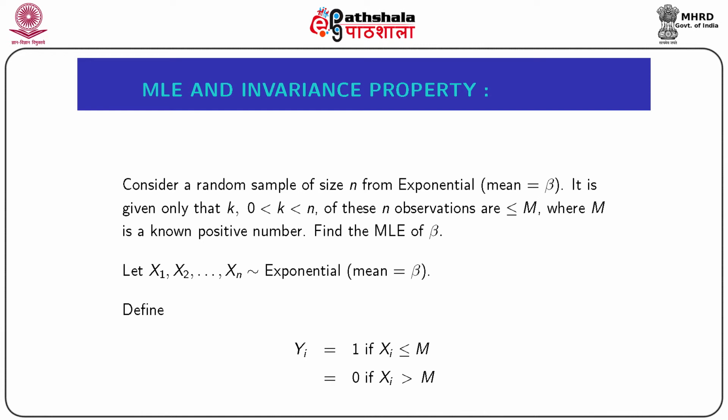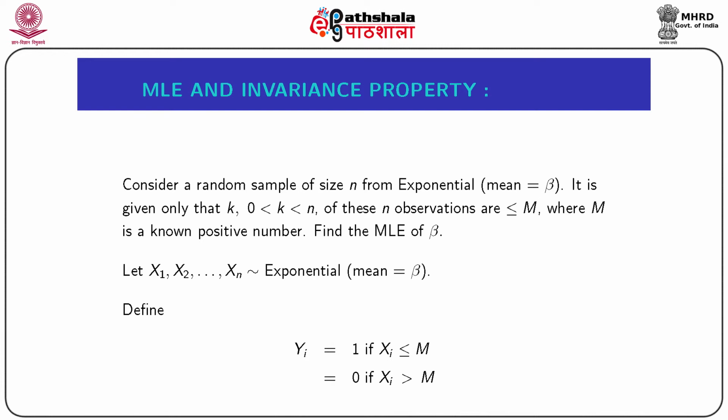It is given, suppose that only k of these n observations are less than or equal to capital M, where k is a positive integer strictly less than n and capital M is a known positive number. Suppose we want to find the maximum likelihood estimator of the unknown exponential mean beta based on these sample observations. Then, how to get this maximum likelihood estimator of beta?